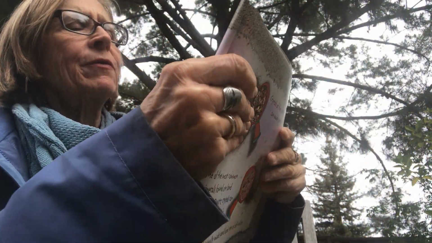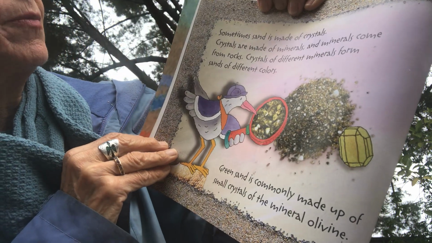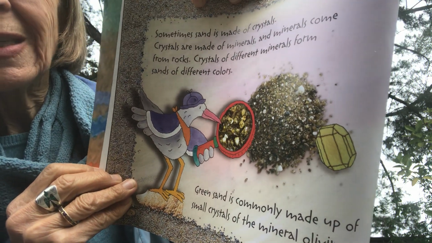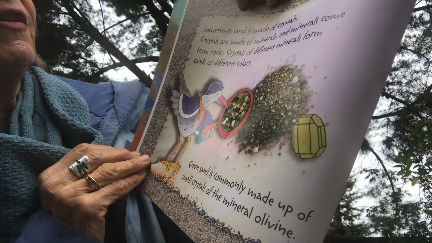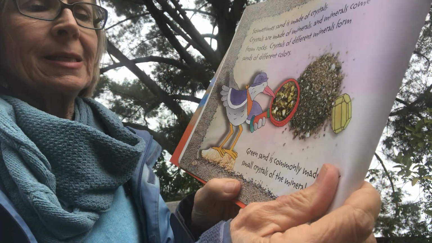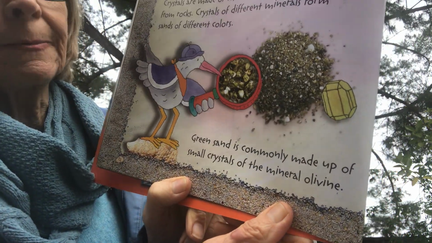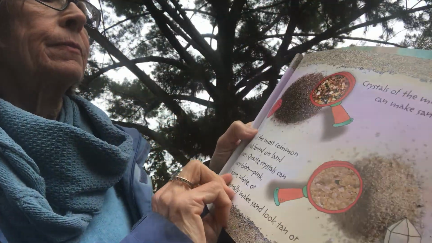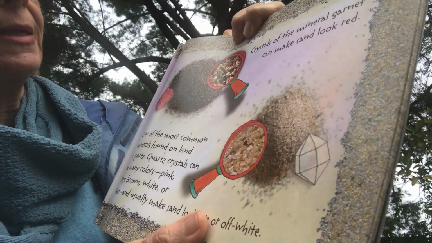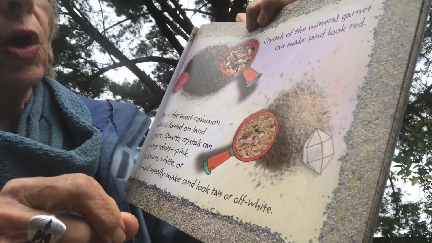Sometimes sand is made of crystals. Crystals are made of minerals, and minerals come from rocks. Remember, we talked yesterday about minerals like quartz and amethyst. Crystals of different minerals form sands of different colors. So green sand is commonly made up of small crystals of the mineral called olivine. Crystals of the mineral garnet can make sand look red. The sand, if you look at close-ups, is like little pieces of garnet.